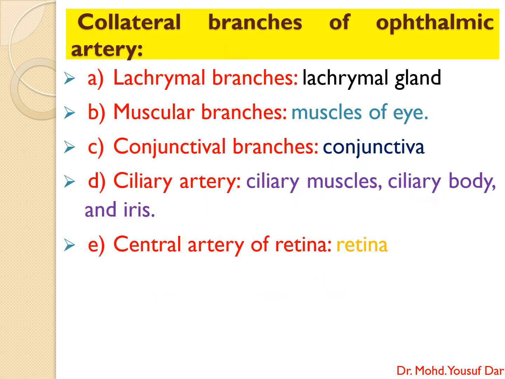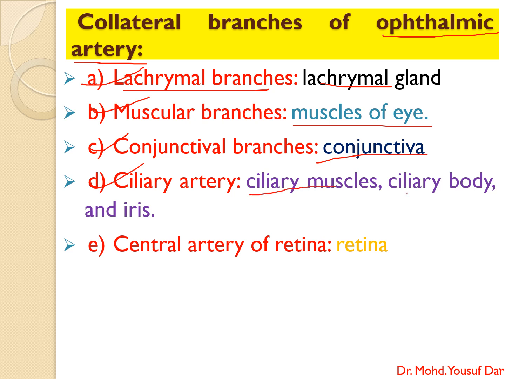Now coming to the collateral branches of the ophthalmic artery, which collateral branches arise? Lacrimal branches supply the lacrimal gland. Muscular branches supply the muscles of the eye. Then the conjunctival branch supplies the conjunctiva. Then the ciliary artery supplies the ciliary muscle, ciliary body, and iris. And finally, the central artery of the retina goes to the retina. So these were some collateral branches which arise from the ophthalmic artery.